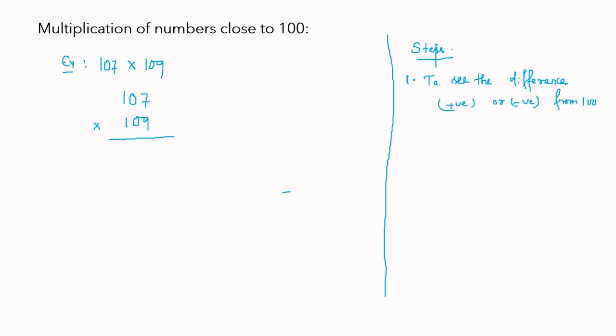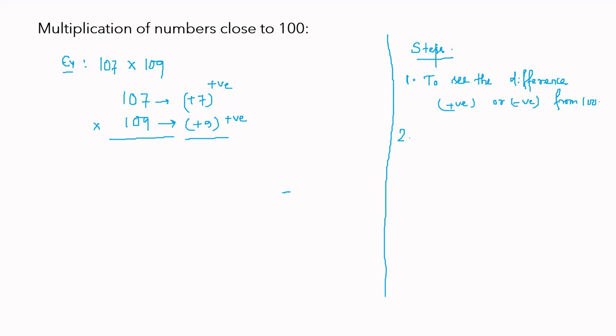107 and the difference from 100 is plus 7. Now, as I wrote in this step here, positive or negative, to mention this is really important. You will see its use later on. And 109 has a difference of plus 9 from 100. Now what we do, once we have obtained the difference from 100, we'll go to the next step.